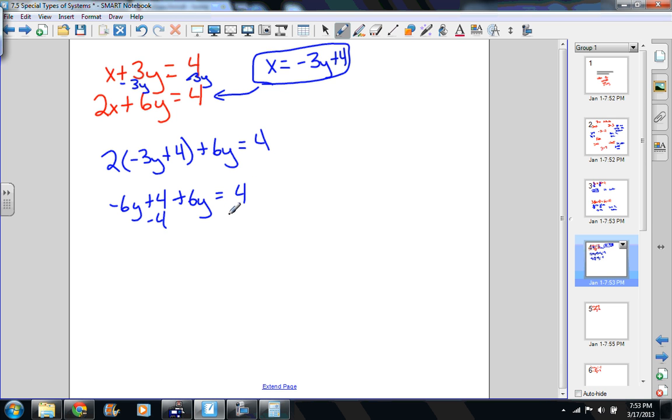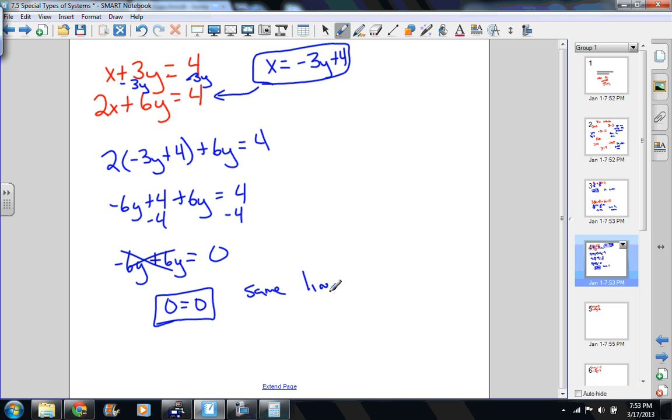That's great. So I get -6y plus 6y equals 0. Well, those go away. So I'm left with 0 equals 0. That is a true statement. So it is the same line twice. Or another way we could say it is there's an infinite number of solutions, since the lines are on top of each other. Okay?